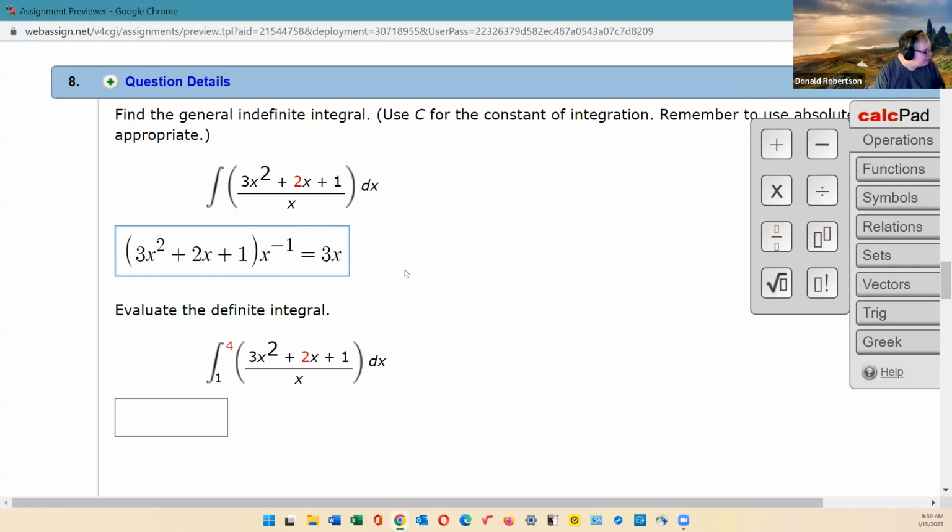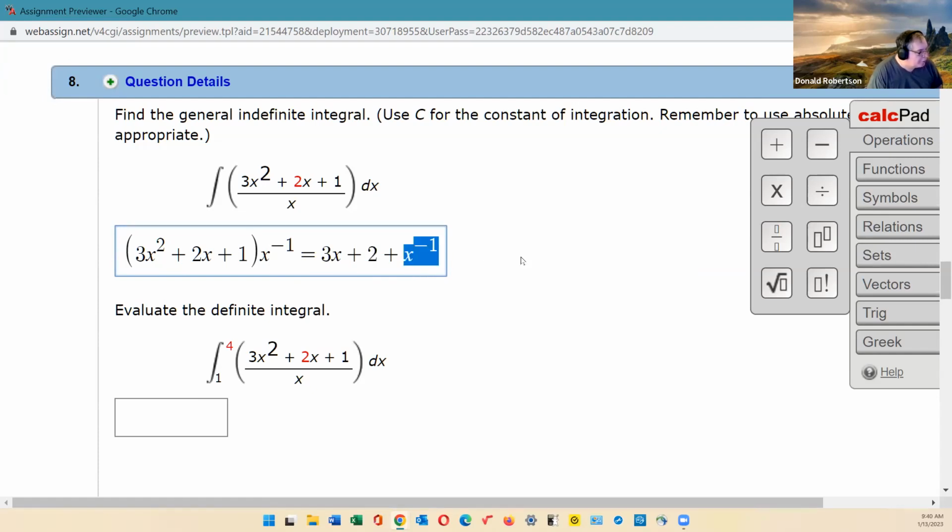2x times x to the -1, essentially you just get the number 2. And the last term, you get x to the power of -1. Everything's looking good, right? That's what you'd get. And I can integrate the first 2 terms. They've got an antiderivative. That one I can do.